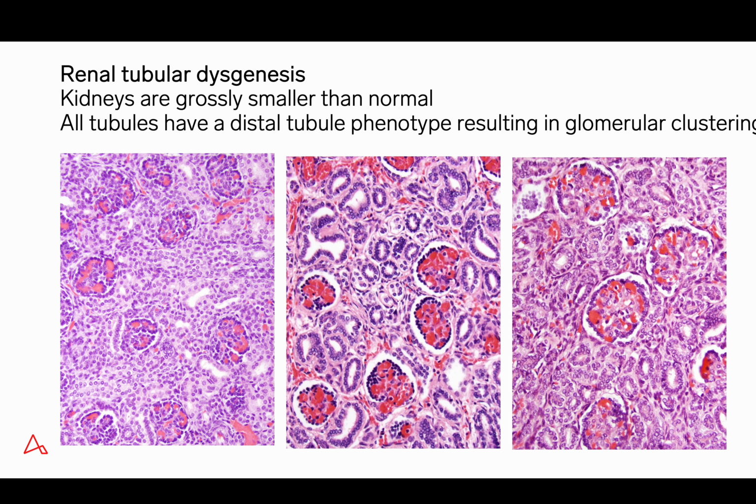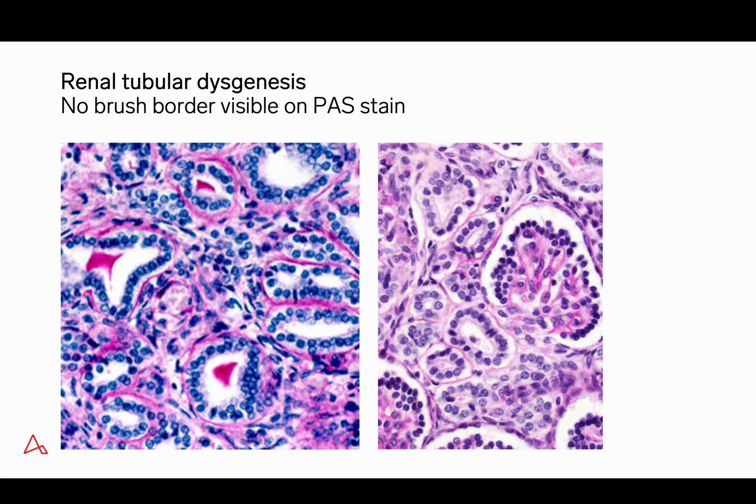And you can see in all three of these images that all of the tubules are small, collecting duct type. We don't have any large renal tubules with prominent pink cytoplasm, characteristic of proximal tubular differentiation. Similarly, on PAS stain, in these two cases, we can see that there's no PAS stain indicating a prominent brush border of proximal tubular differentiation.